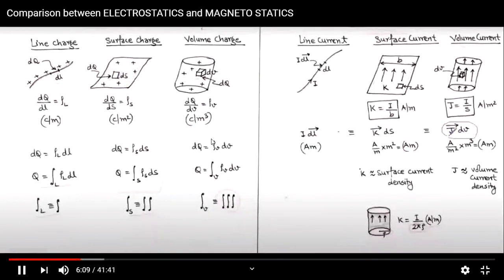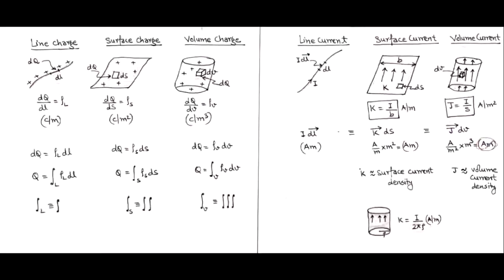Here also the unit of volume current element, that is J vector into dV, is ampere meter because J, that is volume current density, is ampere per meter square, and the differential volume dV is meter cube, so the unit is ampere meter. So in case of current distribution, that is line current, surface current, volume current, all have a unit that is ampere meter. So this is a difference between charge distribution and current distribution.